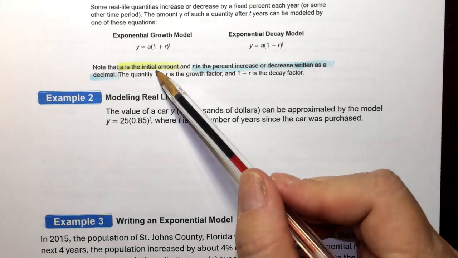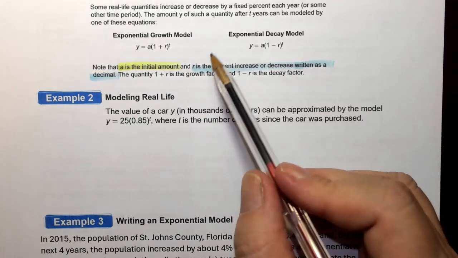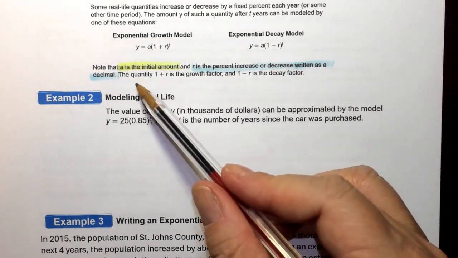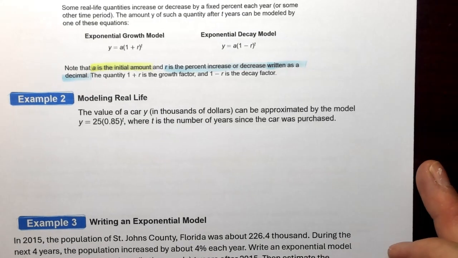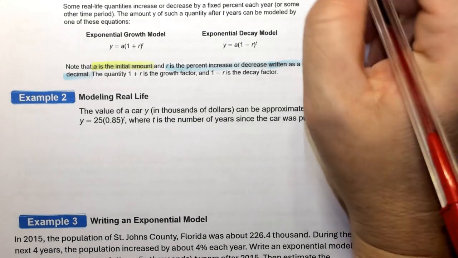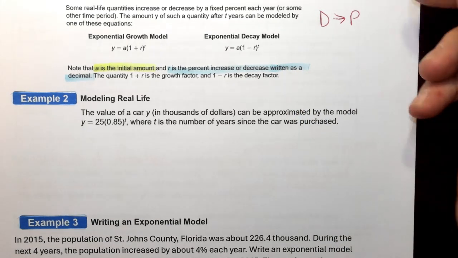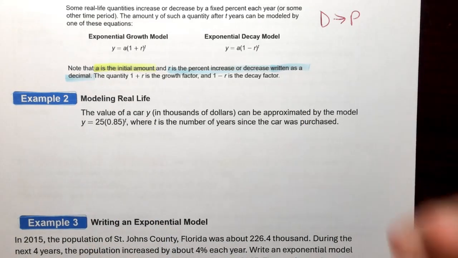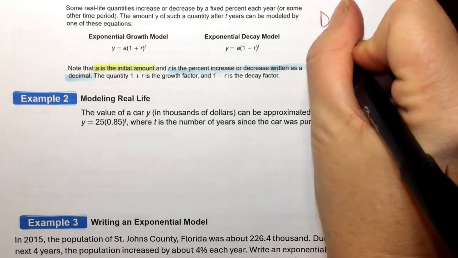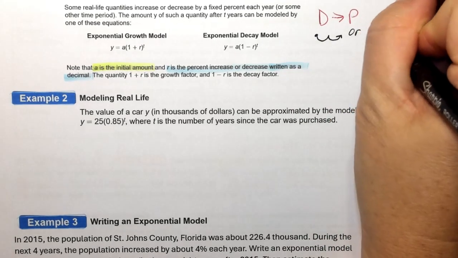So keep this in mind as we go through example 3, that A is your initial value, so that goes in this spot. R is the percent increase or decrease written as a decimal. So some of us may have forgotten some things when it comes to decimals and percentages. All right, so if you want to go from a decimal to a percent, you either move your decimal 2 places to the right or multiply by 100.